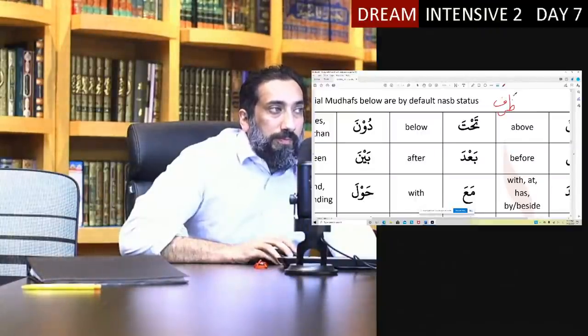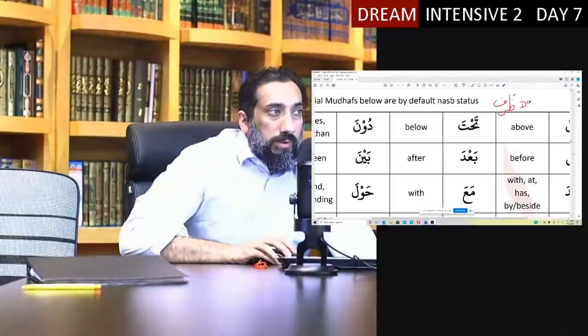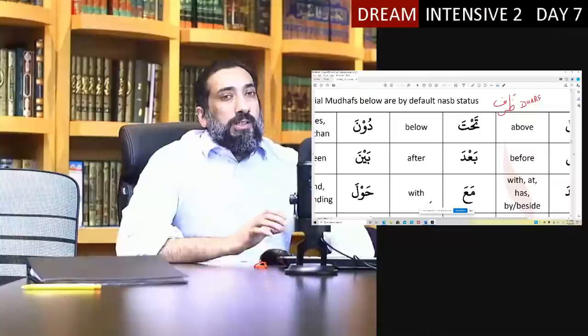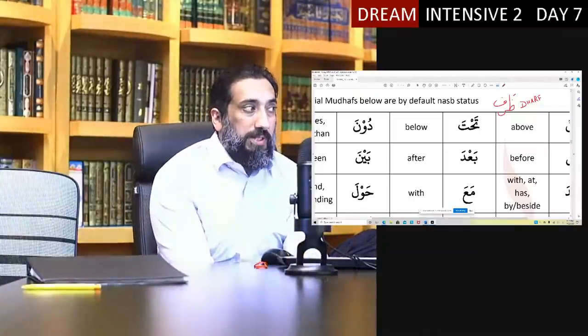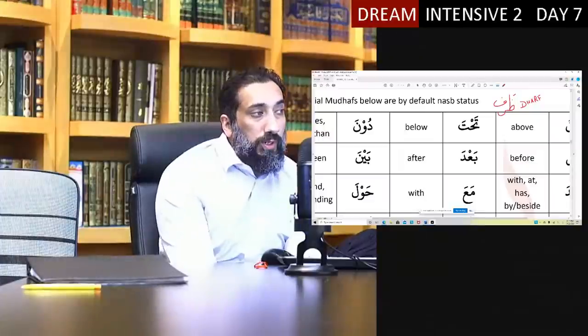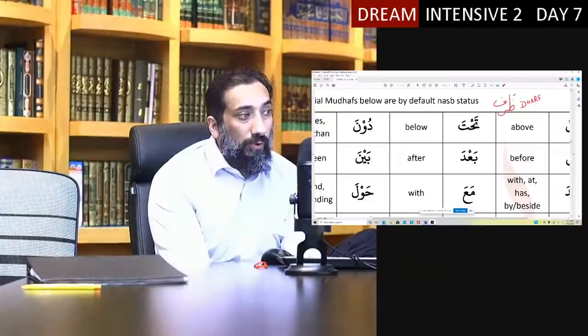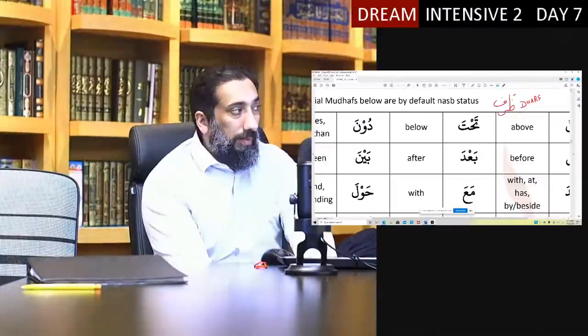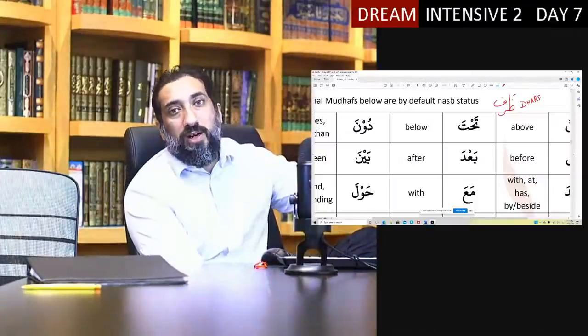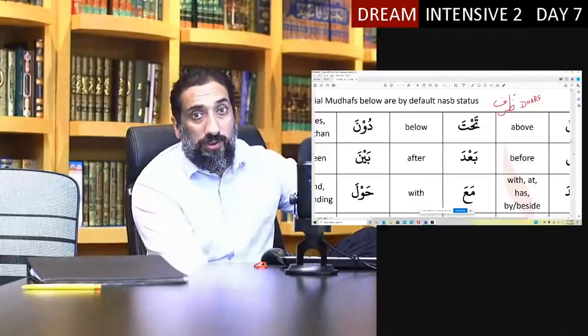The Arabic word for them is actually dharf, with the exception of the bottom row where I put X's on them last time. They're called dharf, D-H-A-R-F. And what that means basically is these are words for time and space. So besides, between, above, below, before, after, around, with, these are all words for location or some kind of time. So they're temporal in nature or spatial in nature, right?